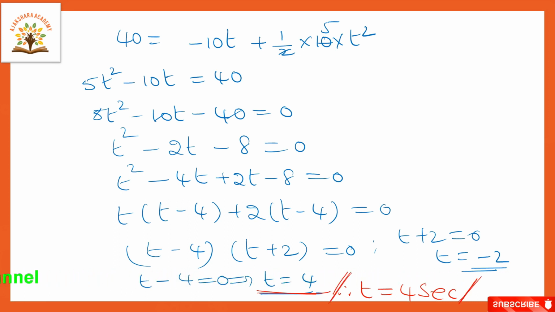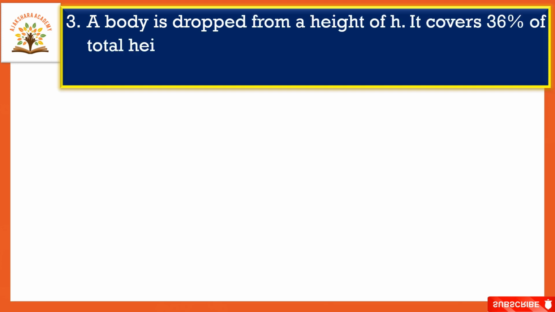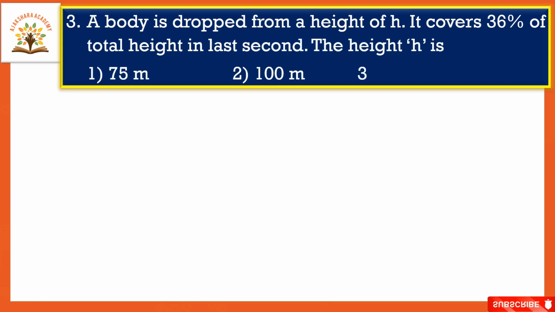Okay, next we'll go to the next question. A body is dropped from a height of h. It covers 36% of total height in the last second. The height h is, here we have to calculate the height. Let us go to the solution.